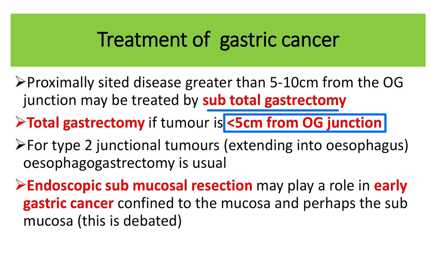That means when there is cancer in the upper part of the stomach, within 5 centimeters of the top of the stomach, then in this condition total gastrectomy. But when it is situated below the level of 5 centimeters, then in this condition subtotal gastrectomy. So for type 2 junctional tumors extending into the esophagus, an esophagogastrectomy is usual.